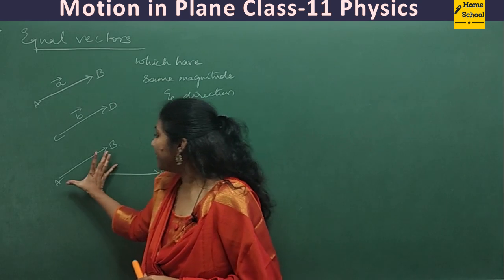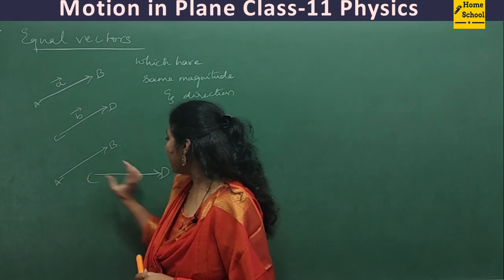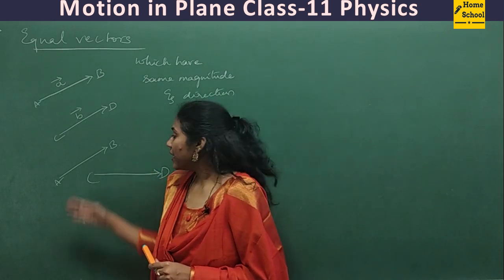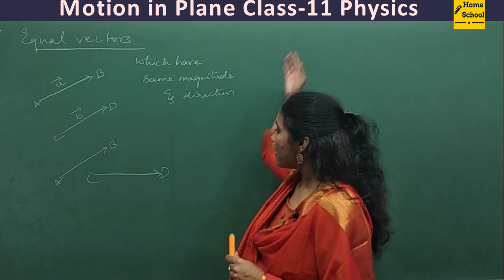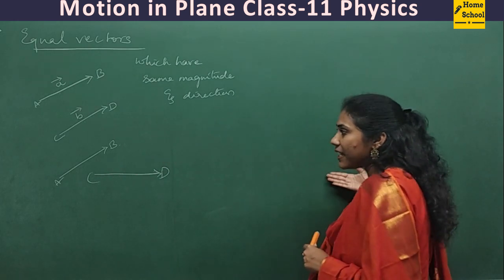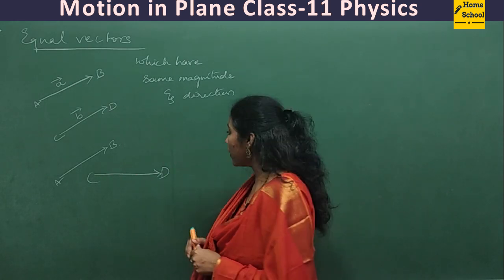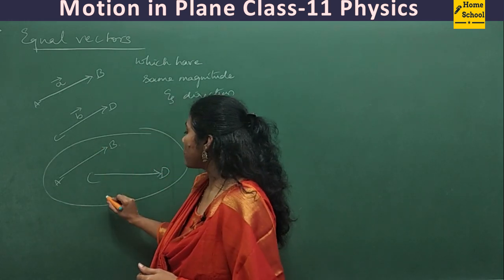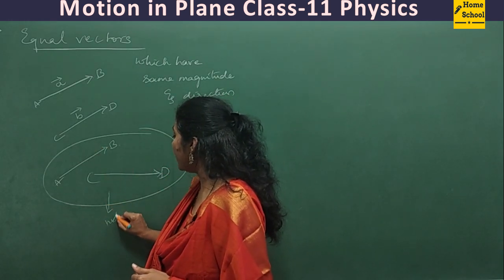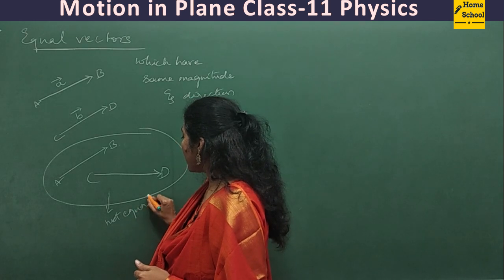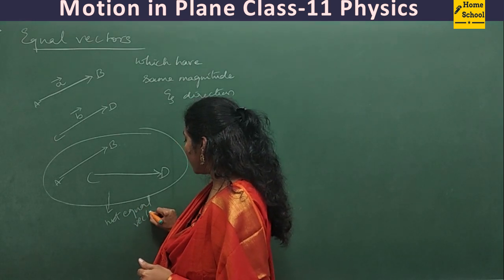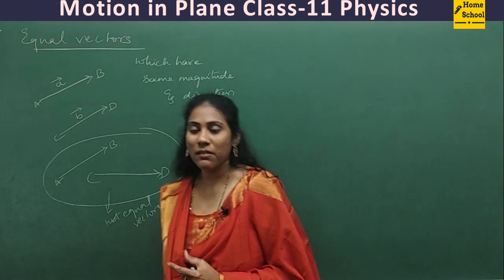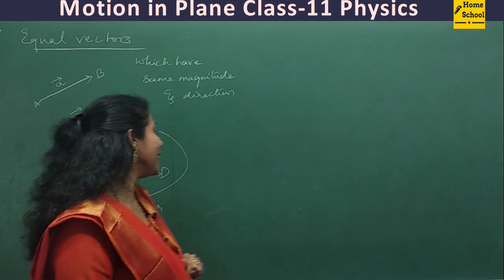Magnitude may be the same, AB's length may be equal to CD's length, but you see the direction? This vector is moving like this and this vector is moving something like this. Direction is different. So they are not equal vectors. I hope you understood about equal vectors. Much simple, nothing much to deal about.